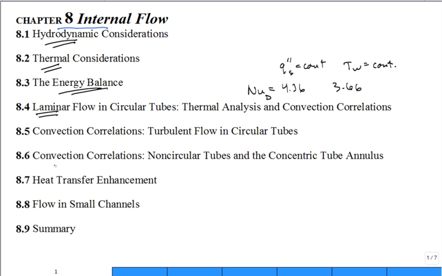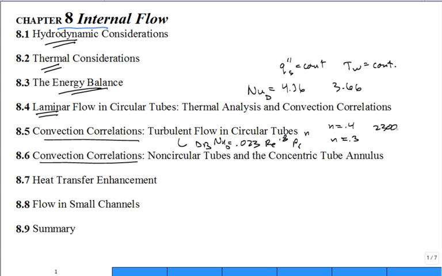Then we moved to convection correlations, that was the convection correlations for laminar flow. If you have turbulent flow, the big one is the Dittus-Boelter. So it's 0.023 times the Reynolds number to the 0.8, and then the Prandtl number to an exponent n. n is equal to 0.4 if it's being heated, and n is equal to 0.3 if it's being cooled. That gives you the Nusselt number. As long as your Reynolds number is greater than 2300, then you're expected to be turbulent, and as long as your length is greater than about 10 diameters, then you're not in any entrance region. You're in the fully developed turbulent regime.